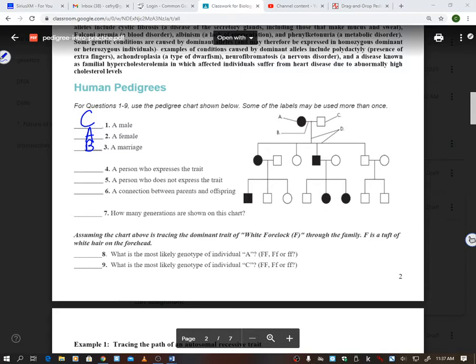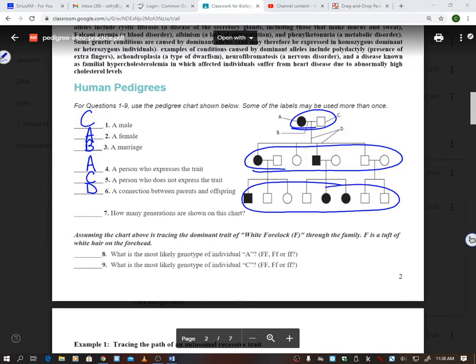Which one of these is a person that expresses the trait? That would be A. Remember that they are filled in, colored in. A person who does not express the trait would be C. A connection between parents and offspring, that is D. And then they ask how many generations are shown on this chart. So let's look. Here's generation 1, generation 2, these are all siblings and their marriages, and then here's generation 3, all the grandkids. So there are 3 generations.